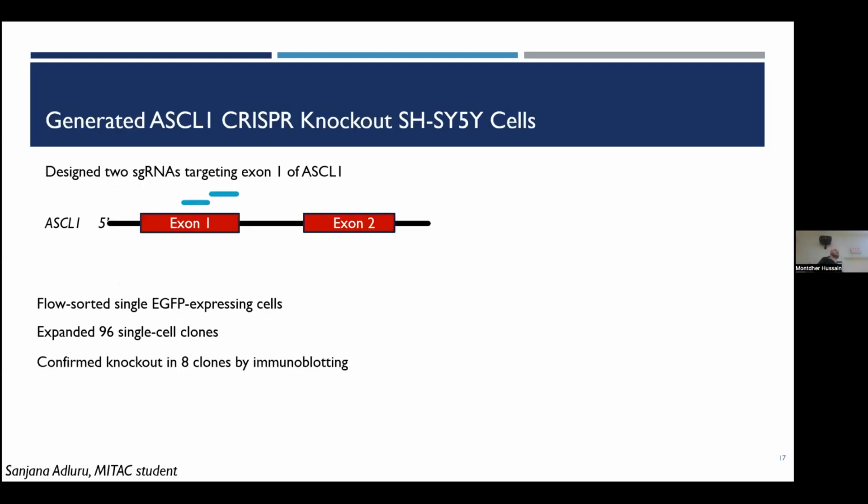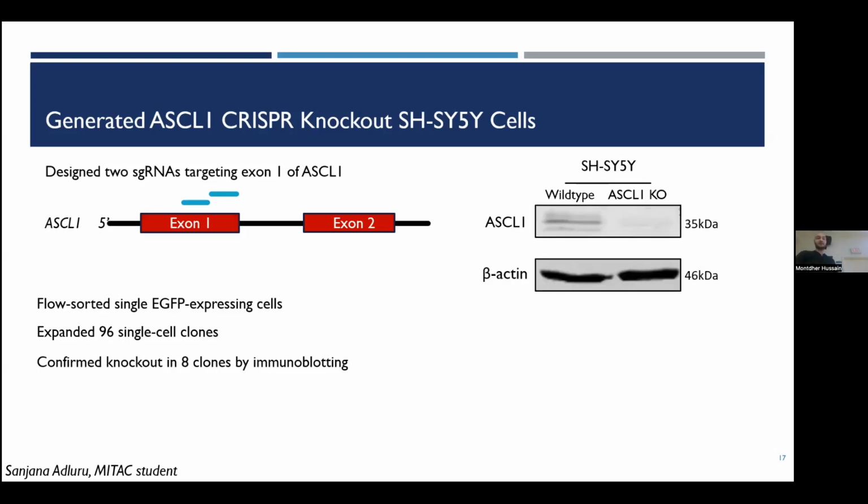And the way this worked was that I designed two guide RNAs that targeted exon 1 of ASCL1. And the plasmid that expresses those guide RNAs also expresses GFP, so we were able to sort single eGFP expressing cells. And from those, we were able to expand 96 single cell clones, and we confirmed knockouts in 8 clones. And this is one of the clones. And so we can see that there's a really nice knockout of ASCL1 in our cells.